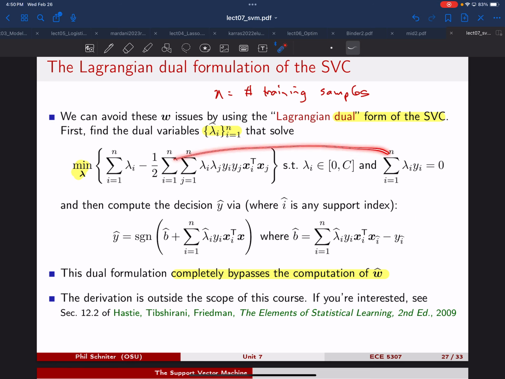Okay, so anyway, this is the Lagrangian dual formulation of the SVC. Are there any questions on this? I realize I didn't give you much to go on.